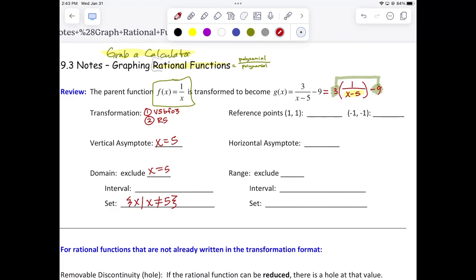Now, what does the minus 9 do? It moves it down 9. So that changes the horizontal asymptote, which was at 0, to what? Y equals, if we moved it down 9, it's negative 9. So what's the excluded y value? Negative 9. We don't hit the asymptote. So in set notation, the range is the set of all y, such that y is not equal to negative 9. Notice how all of those are intimately related to each other.